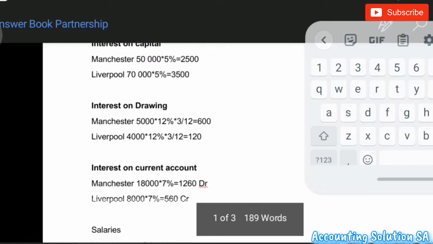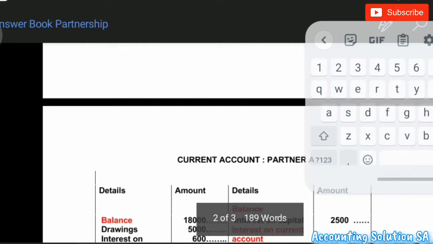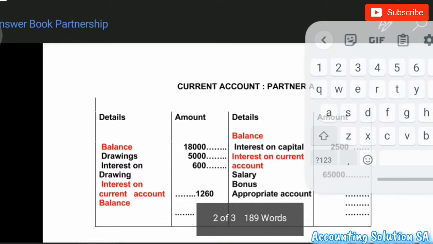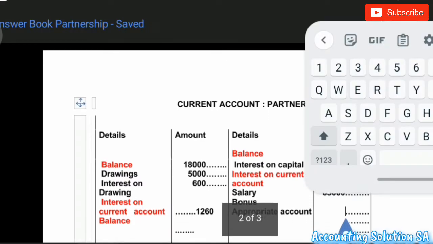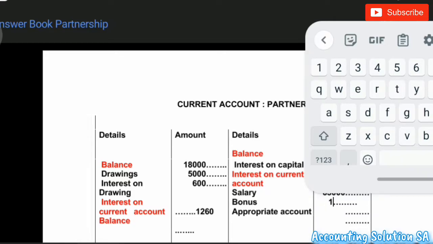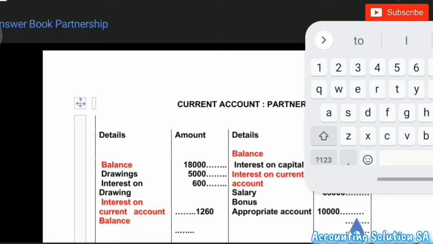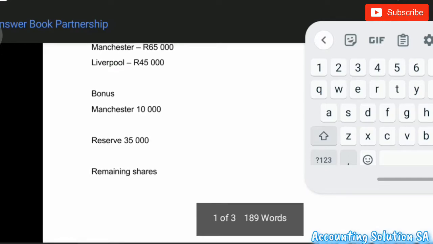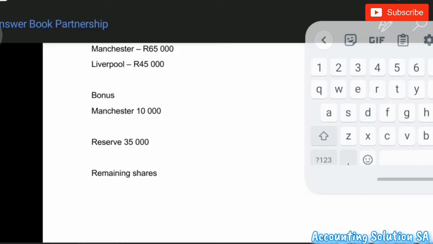Okay, then let's proceed to another one, a bonus. The bonus is for Manchester only, which is 10,000. Okay, a bonus of 10,000. Okay, very simple, guys. Once you've done the calculation, you are going to write these things. Okay, then we have a reserve. Reserve, we're going to do it when we do the appropriation account.